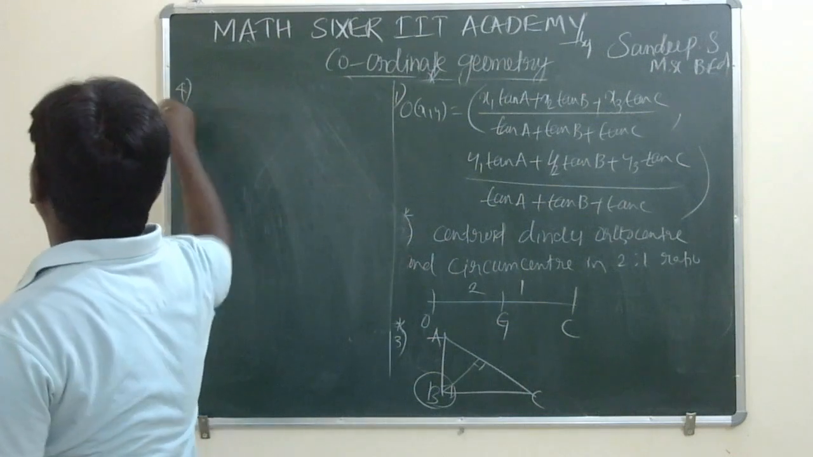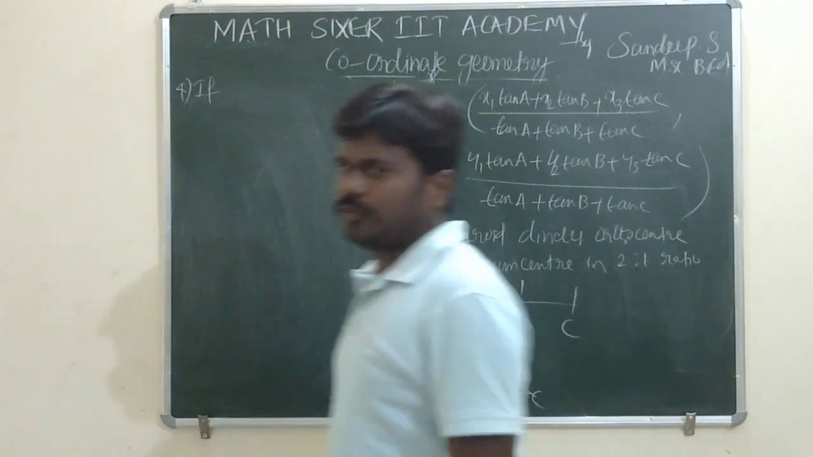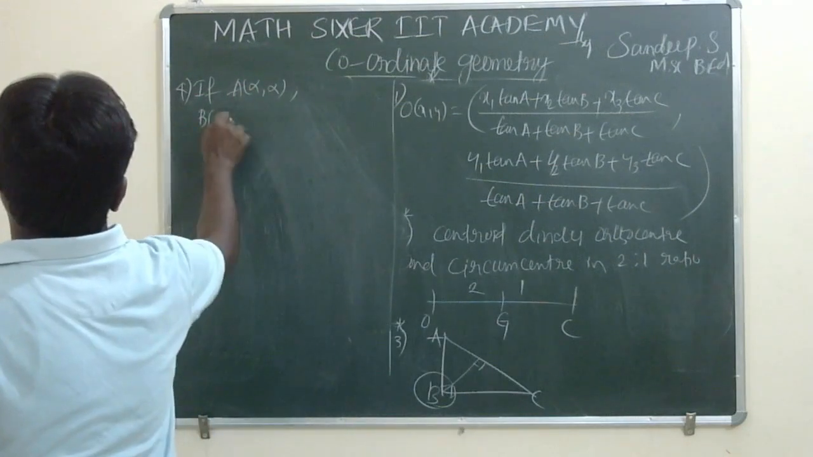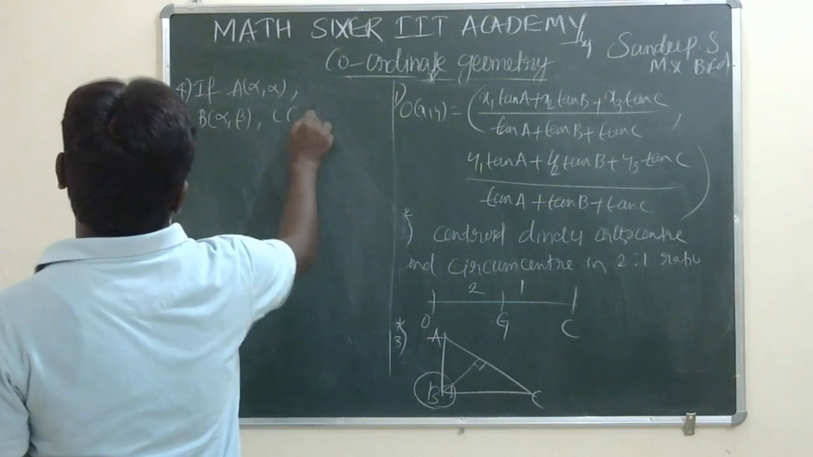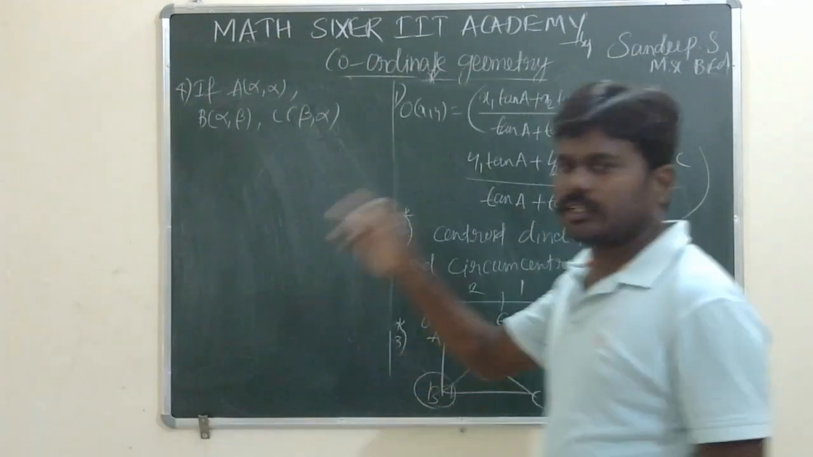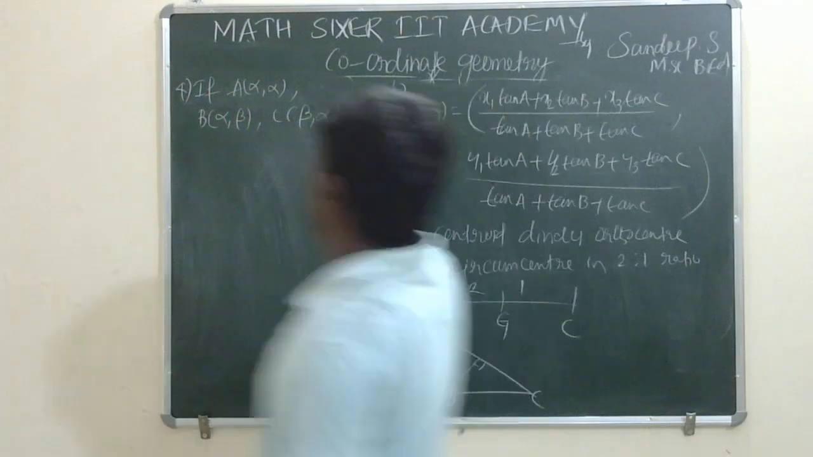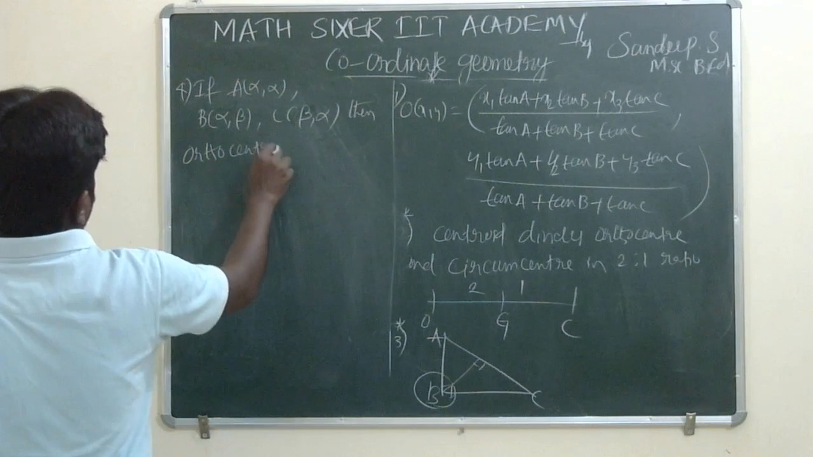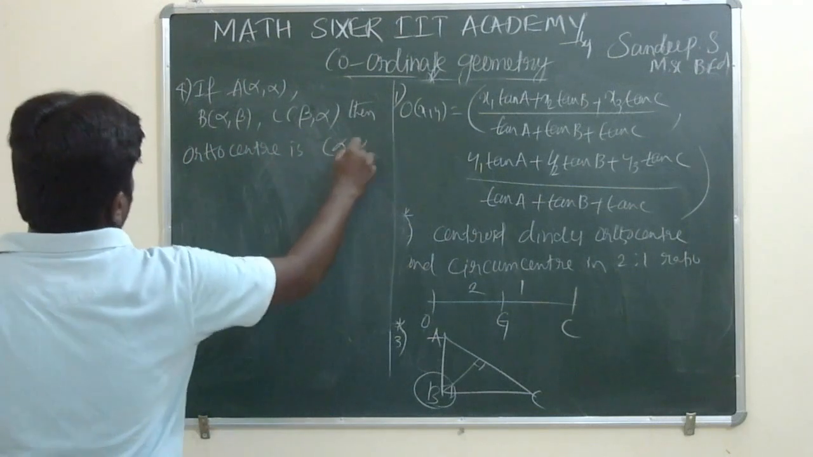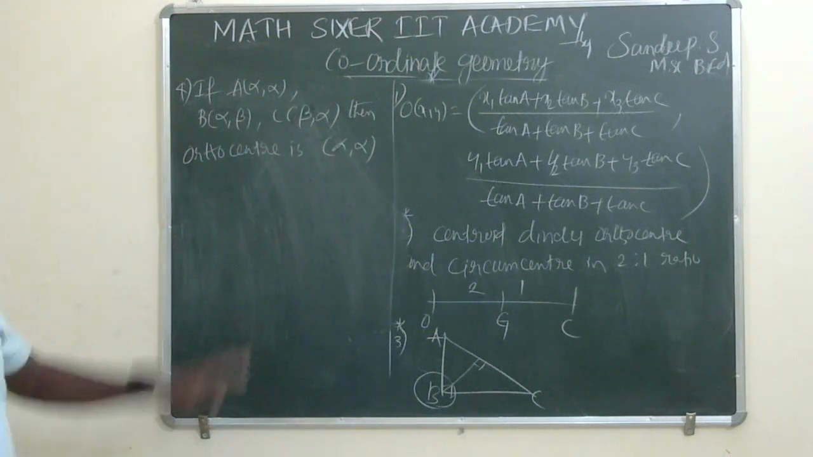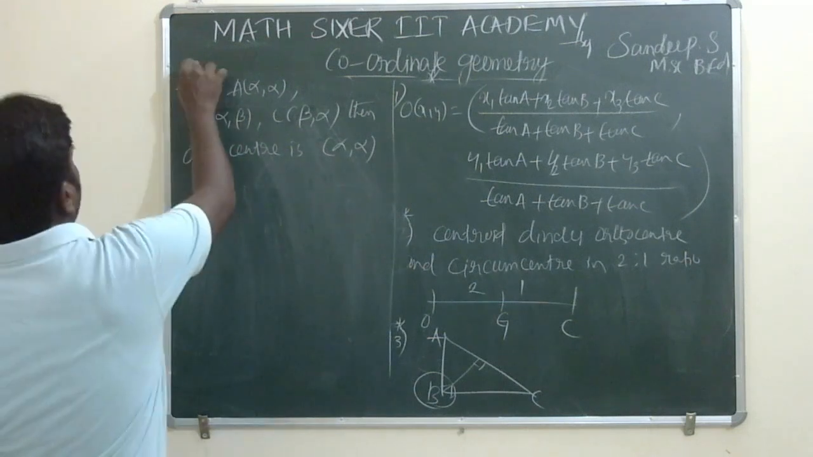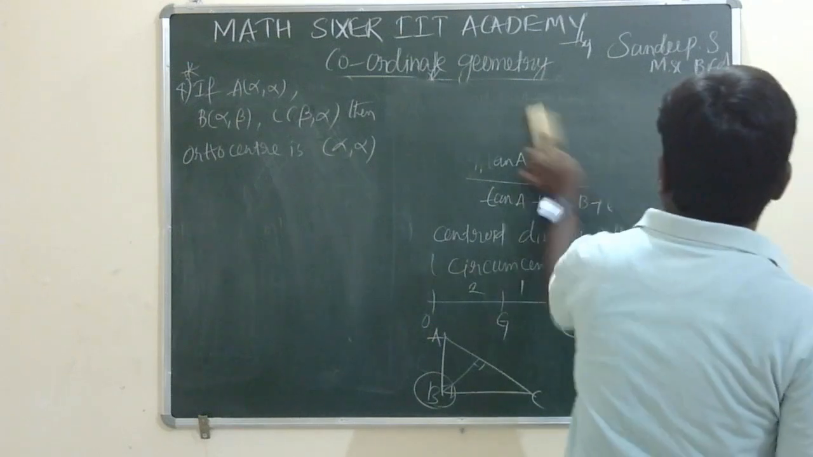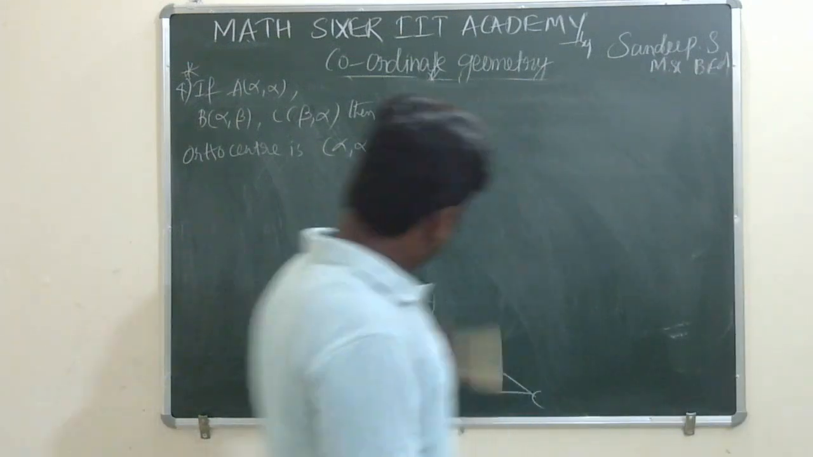If the vertices are A is (alpha, alpha), B is (alpha, beta), and C is (beta, alpha), then the orthocenter is (alpha, alpha). This is a very important point. Why are we getting (alpha, alpha) as the orthocenter? That we will see now.